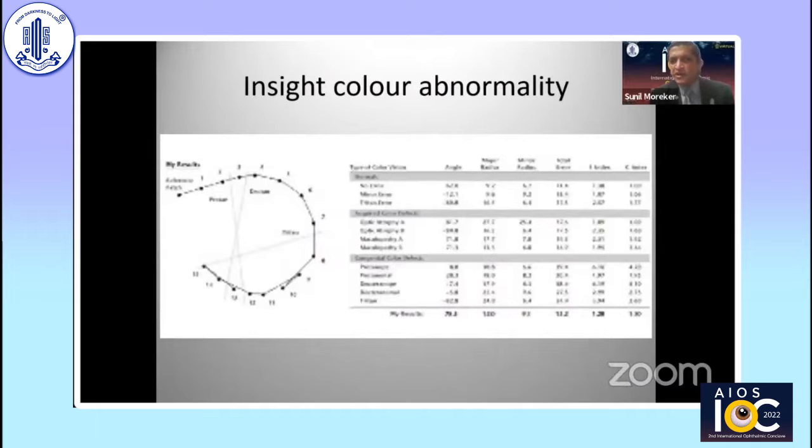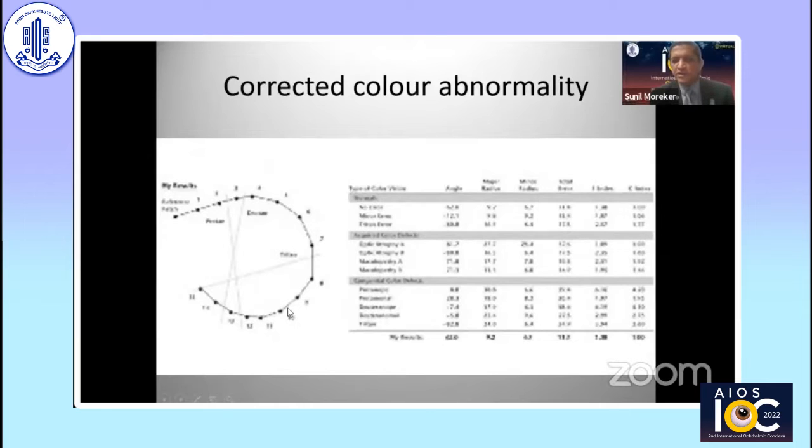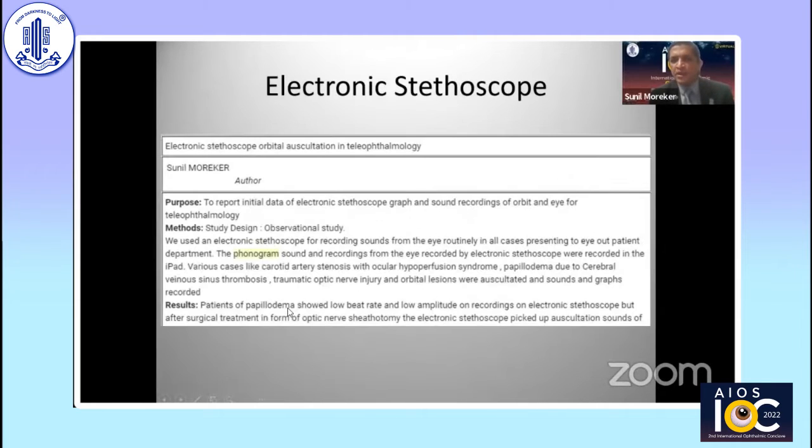You look at inside color abnormality, you can see that there is a slight color abnormality here, and we have treated this patient, and then you know that the color abnormality has been treated. We also use the electronic stethoscope. I have it with me.